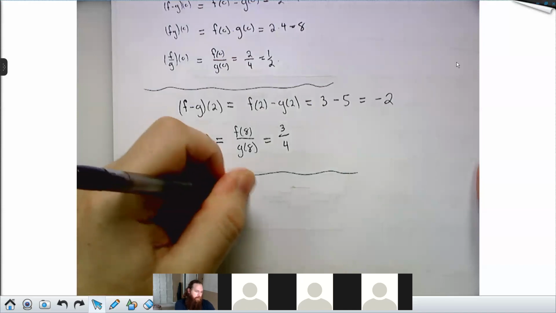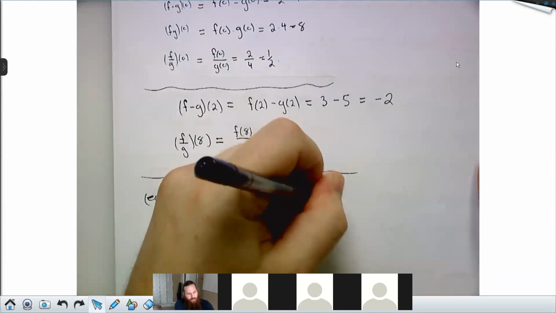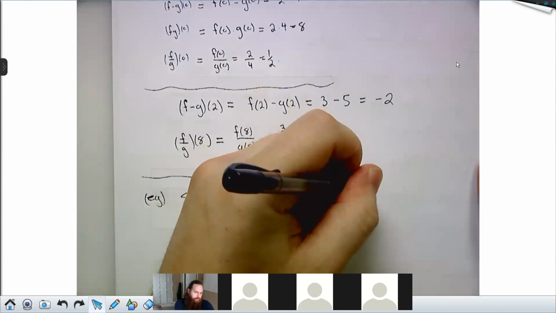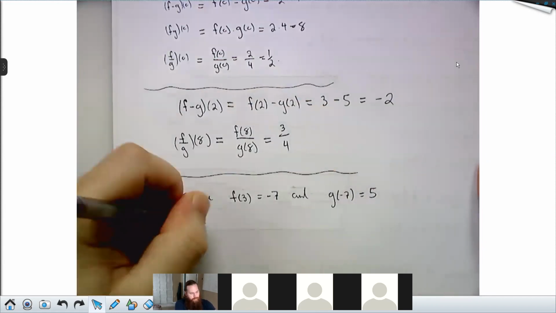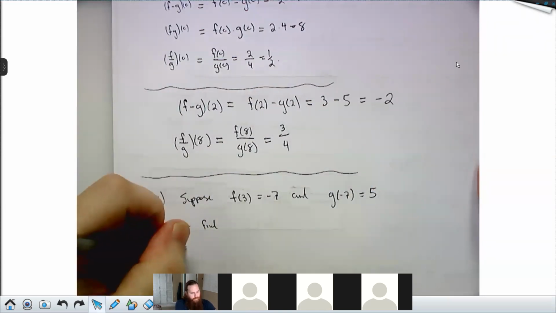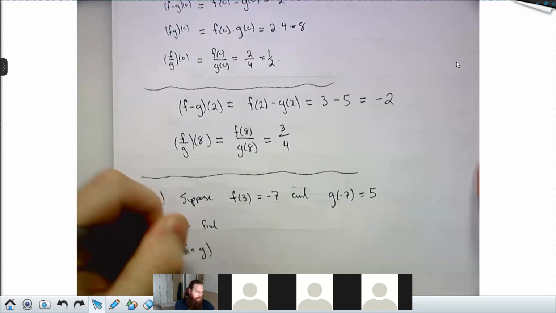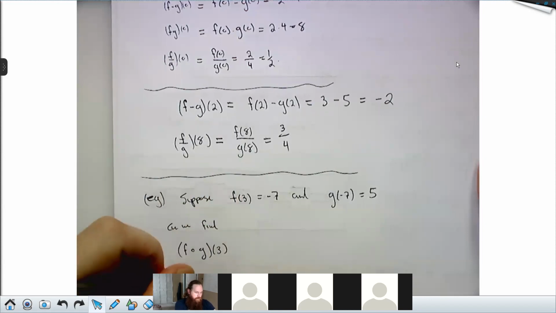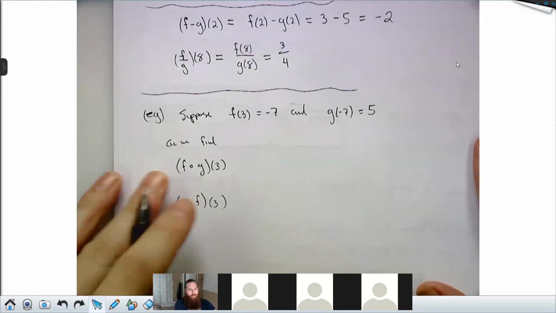Suppose f of 3 is negative 7 and g of negative 7 is 5. Can we find f circ g of 3 or g circ f of 3?